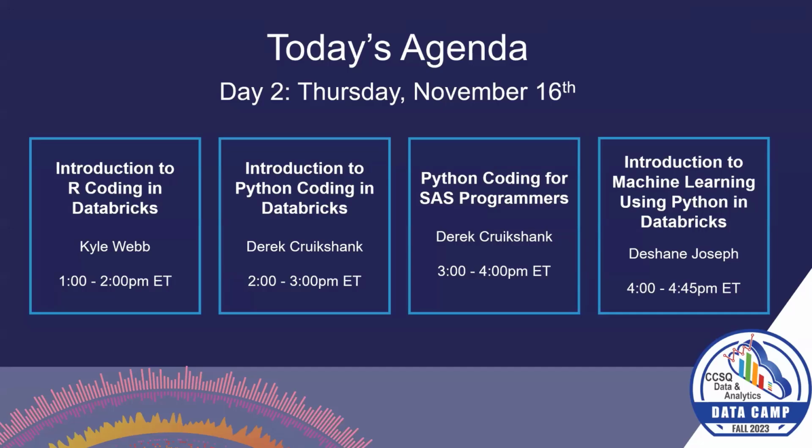So first, we're kicking things off with Introduction to R Coding in Databricks, presented by Kyle Webb. That'll be from now until 2 o'clock. Then we have 2 presentations from Derek Cruikshank, Introduction to Python Coding in Databricks at 2 p.m., and then Python Coding for SAS Programmers at 3 p.m. And then we'll be rounding our day out with Introduction to Machine Learning using Python and Databricks by Deshane Joseph, and that'll be from 4 to 4:45 today.